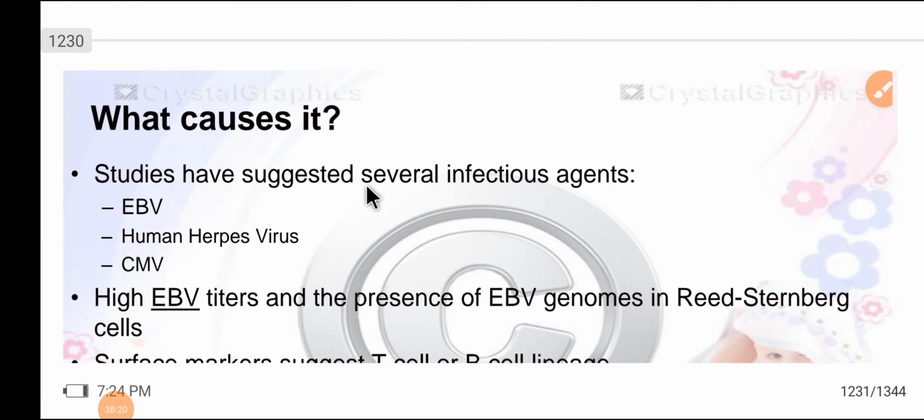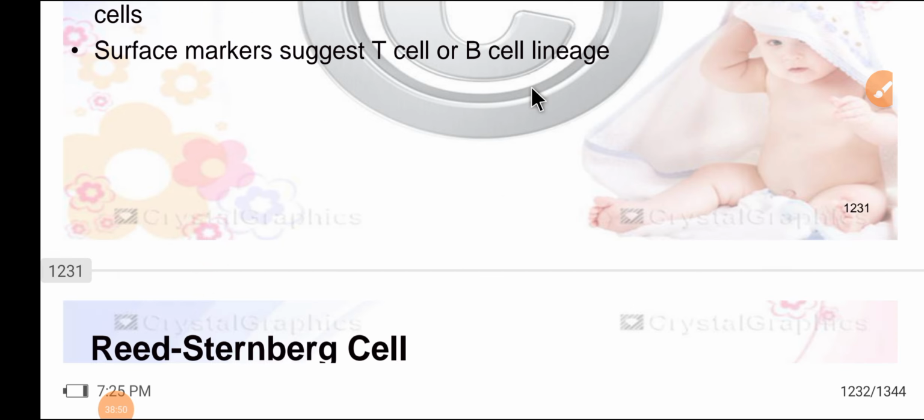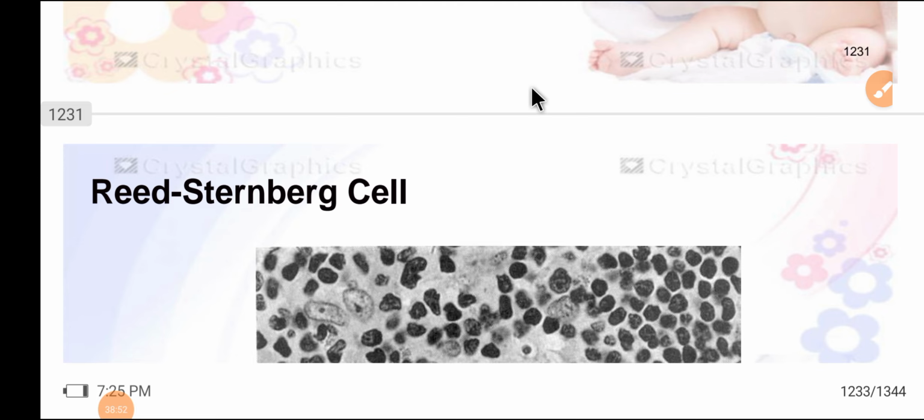What causes it? Studies have suggested several infectious agents: EBV, human herpes virus, CMV, high EBV titers, and the presence of EBV genomes and Reed-Sternberg cells. Surface markers suggest T cell and B cell lineage. Reed-Sternberg cell.